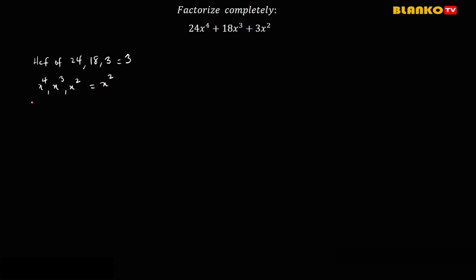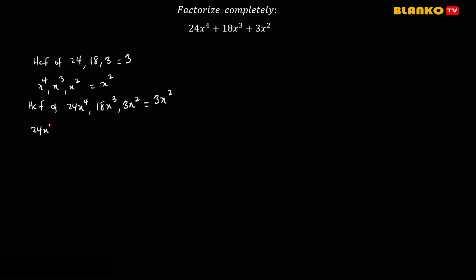So the HCF of 24x^4, 18x^3, and 3x^2 is 3x^2. I hope you are following it. So we are going to divide all the terms by 3x^2.